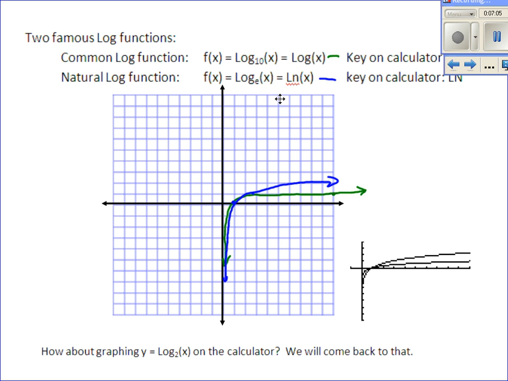And one thing that's important to notice is your calculator does a terrible, terrible job of graphing log functions. It has a really hard time with anything with a vertical asymptote. It just doesn't have the resolution. So I graphed these on the calculator. I've got the log base 10. The common log is the lower one here. And then the one that's a little bit higher over here, that's log base e, the natural log function.